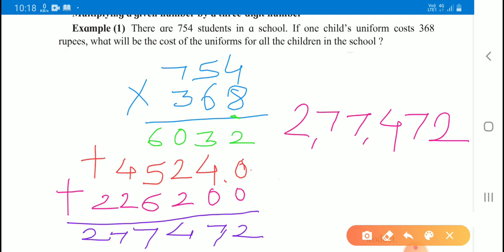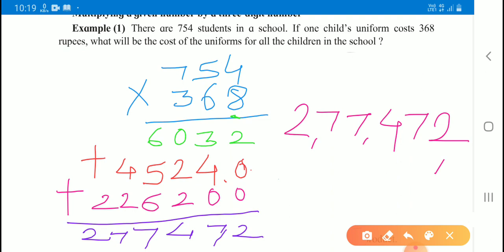How to solve the multiplication example? Again I will explain. First you have to multiply 754 by 8. Then you get the answer 6032. Now next, 6 is in the place of 60. So we had taken 0 in the unit place and we multiplied 754 by 6. You got the answer 45,240. Now next number is 3. So its place value is 300. So we had taken here 2 zeros.